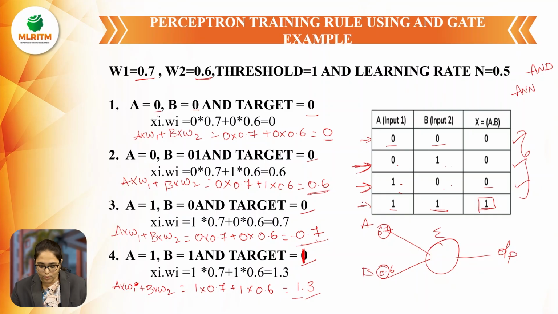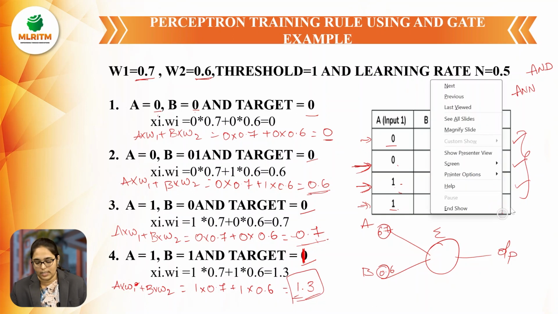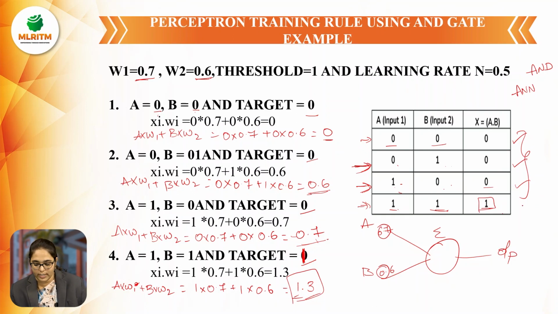And the fourth input values are 1 and 1. The output we have got is 1.3 and we are considering it as 1. The targeted output is also 1. So here also it is perfectly classified. So in total, what are the perfect weights? The perfect weights to represent the AND gate are 0.7 and 0.6. So W1 is equal to 0.7 and W2 is equal to 0.6. This is how you need to train a perceptron model using an AND gate.